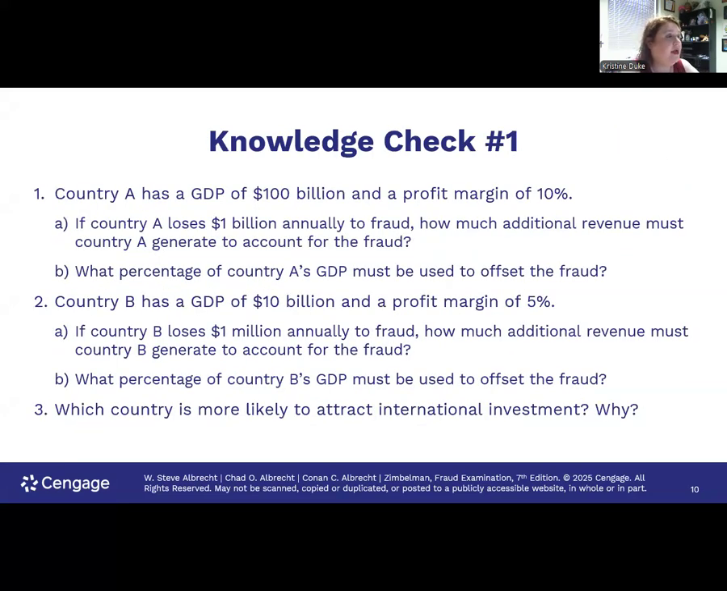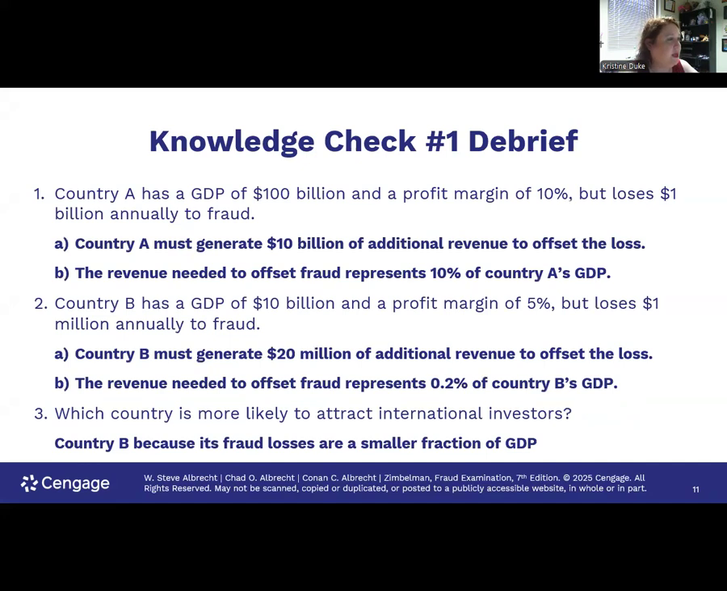Here we go. Country A has a gross domestic product of 100 billion and a profit margin of 10%. If they lose $1 billion annually to fraud, how much additional revenue must a country generate to account for the fraud? What's the percentage? And then here's country B, 10 billion, profit margin of 5%. Let's check that out. Okay. They must generate 10 billion, 10%, to offset the loss. The revenue represents 10%, and then here's the 5%. So that's probably going to be 20 million to offset the loss.